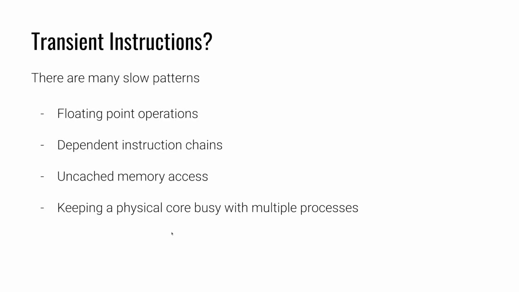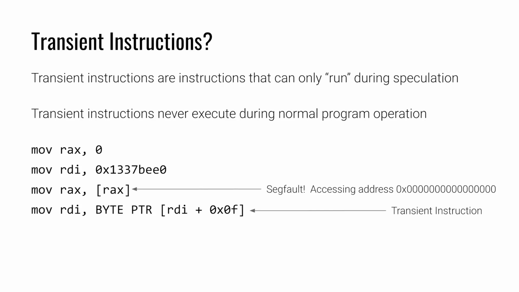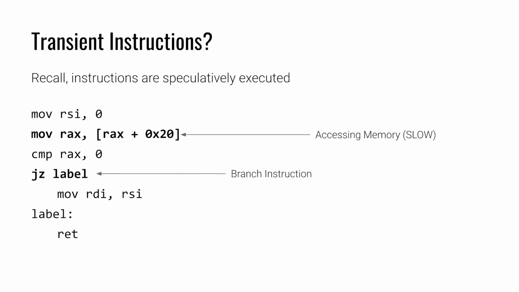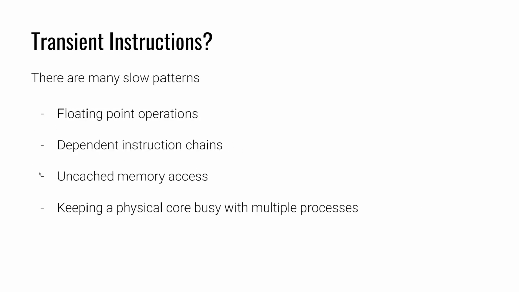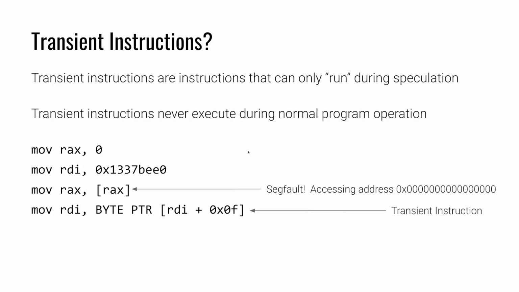So why do I care about things being slow? Well, transient instructions are instructions that only run during speculation. Transient instructions never execute during normal program operation. And you'll recall that I mentioned speculation is the default mode of operation. It isn't some special case that only happens when accessing memory and branching. The CPU is speculating all of the time, and it does this speculation by thinking about the instructions as dependent instruction chains. So let's look at this example right here.